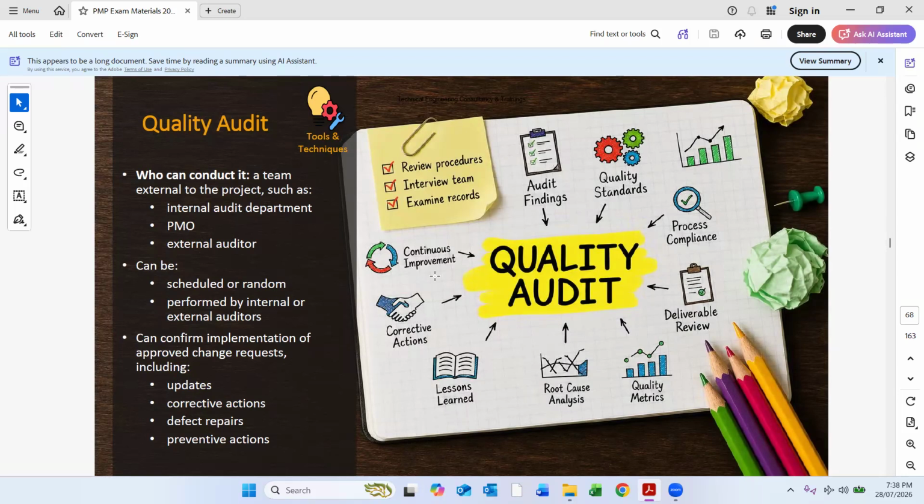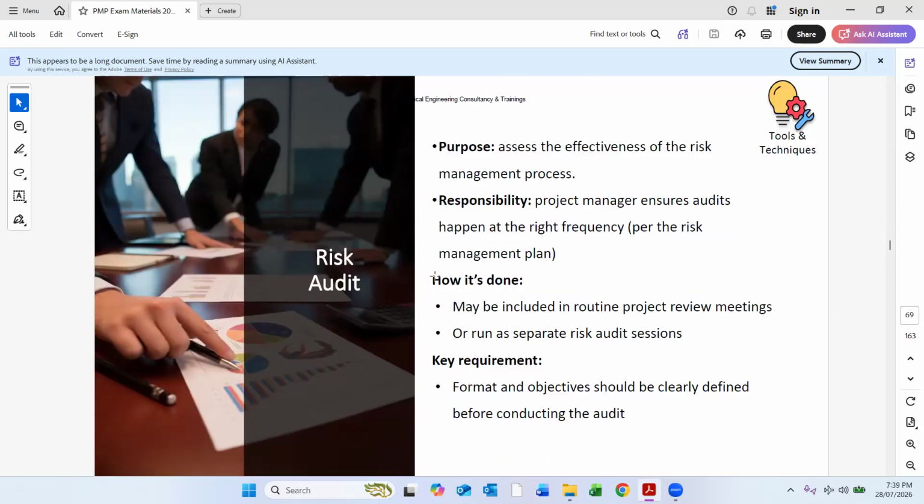The updates, corrective actions: what corrective actions have to be taken? Every audit has corrective actions. What are the repairs? What are the preventive measures to be taken? What are the preventive actions that have to be taken? And there should be root cause analysis also. Lessons learned at the completion of the project, and there should be continuous improvement. So this all comes under the quality audit.